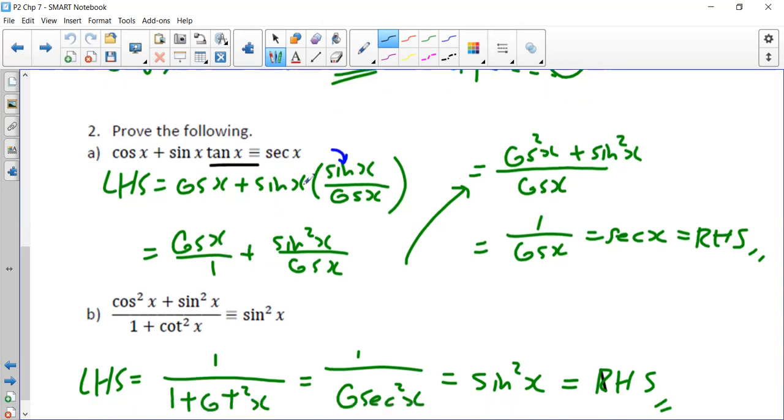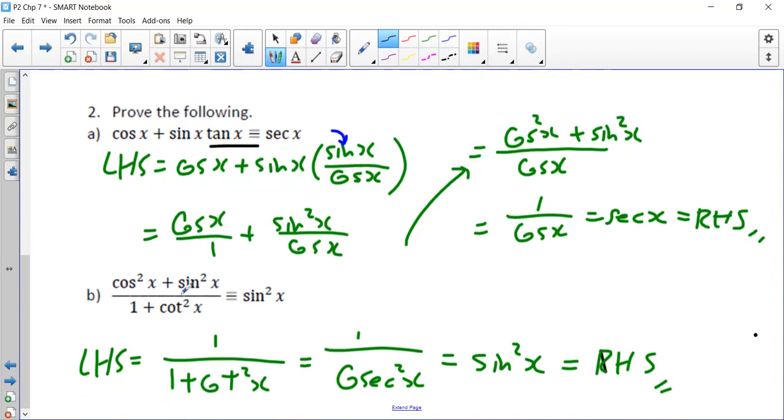Then I simplify the fraction, and then add these two fractions together with a common denominator. In the numerator, cos squared plus sine squared is 1, and 1 over cos x is sec x. Right? Part B, start with the left hand side again. Cos squared plus sine squared is 1. In the denominator, 1 plus cot squared is cosec squared, which you have learned in previous chapter 6, and 1 over cosec squared is sine squared.